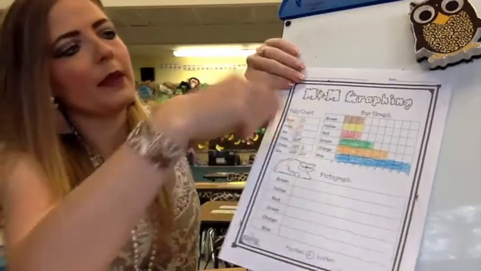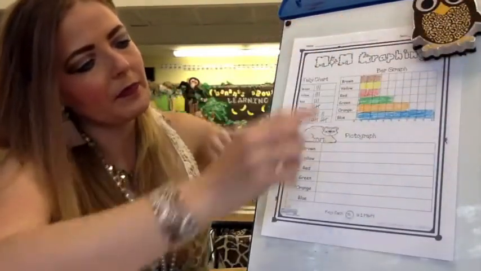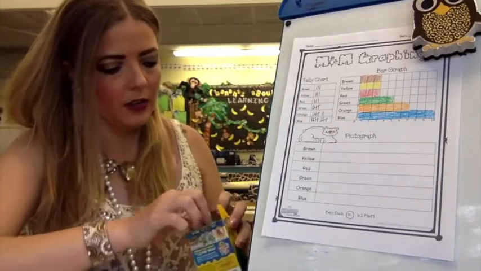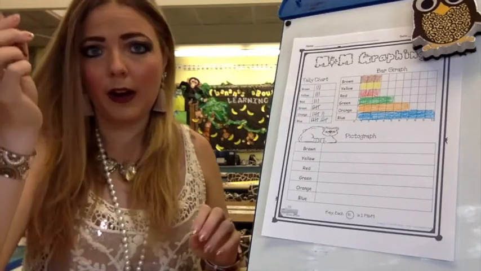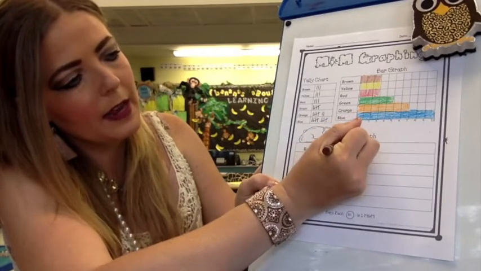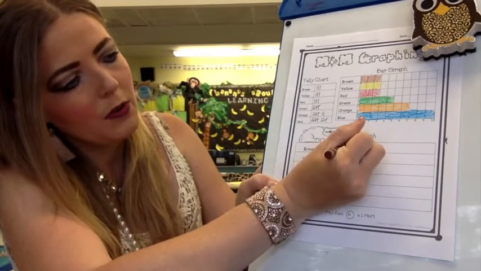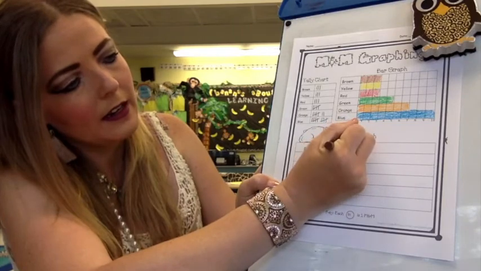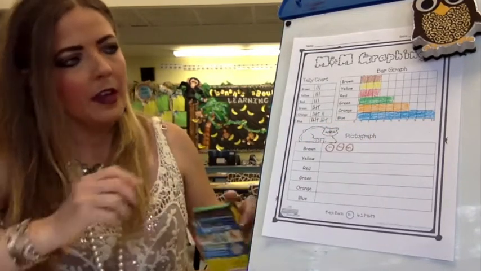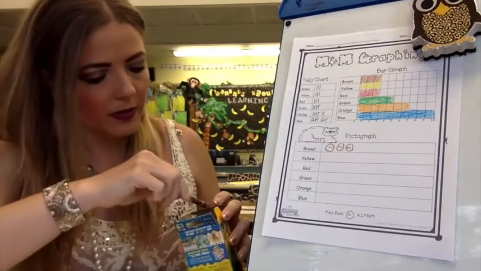So we are going to make our pictograph. The first color was brown, and we had 3. So we are going to take our brown crayon, and we are going to write 3 M&Ms. So it's just a circle with a little M inside. And those look like our M&Ms. Okay? Then we have yellow.